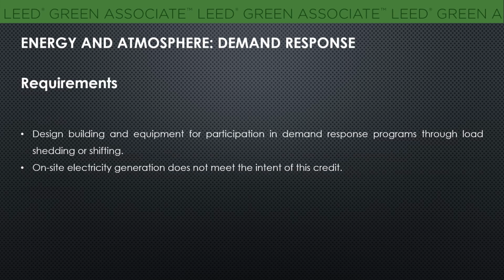Now let's look at the requirements for the credit demand response. Design building and equipment for participation in a demand response program through load shedding or shifting, and also note that on-site electricity generation does not meet the intent of this credit. If a demand response program is available, you can go for option 1 and you can achieve 2 points. If the demand response program is not available, you can choose option 2 and there you can get only 1 point.